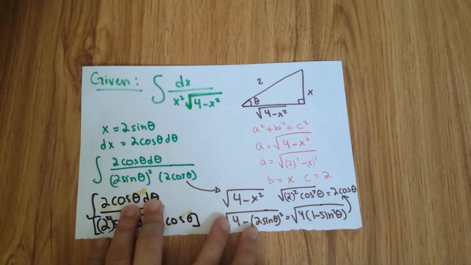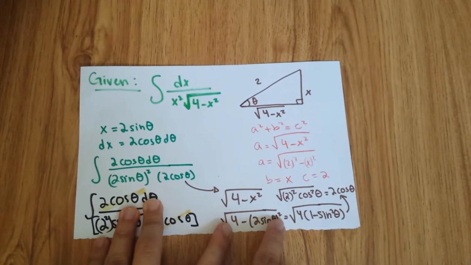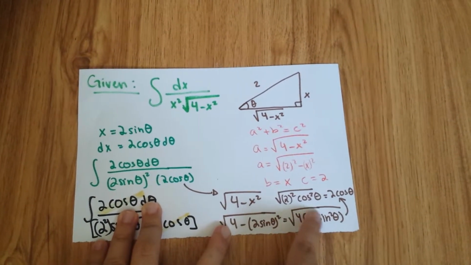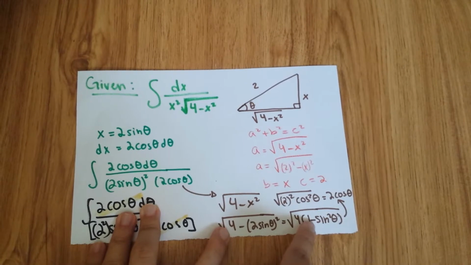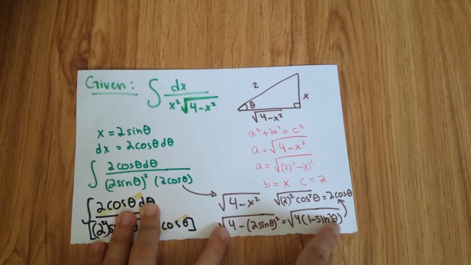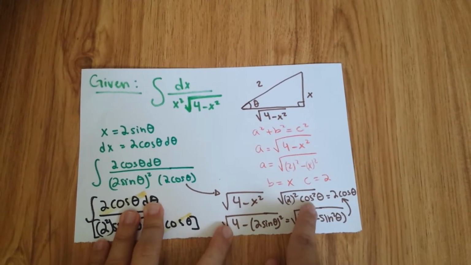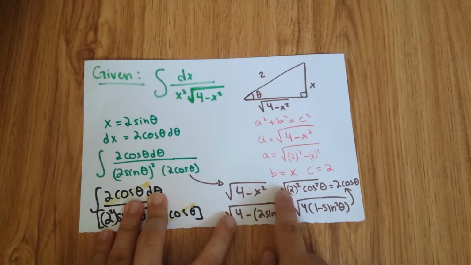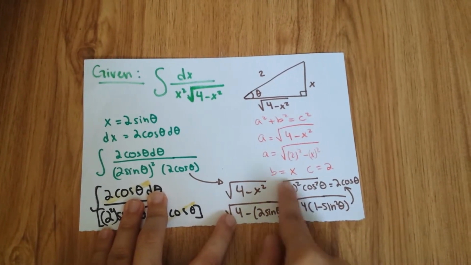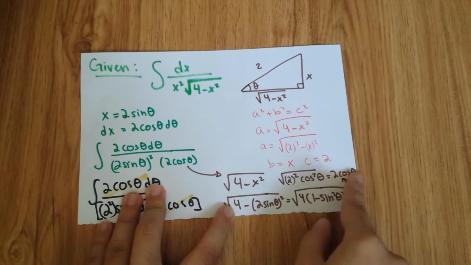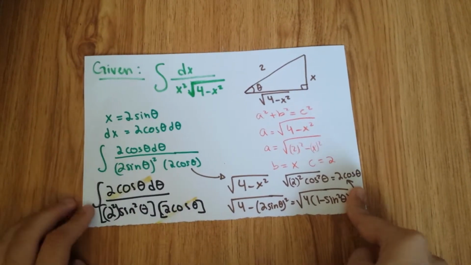Looking over here, as we have substituted and squared this term, and then factored out the 4, 1 minus sine squared theta is part of the identity cosine squared theta plus sine squared theta is equal to 1. So we change it into cosine squared theta. Now we have two terms that are perfect squares and it gets rid of the rad. So we get 2 cosine theta.